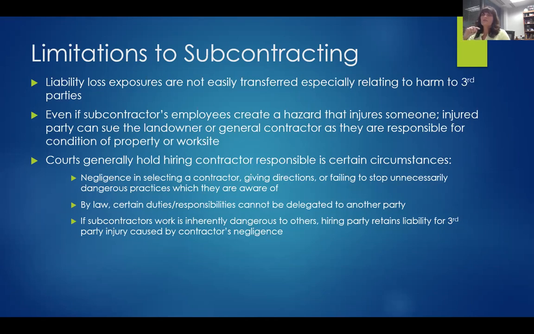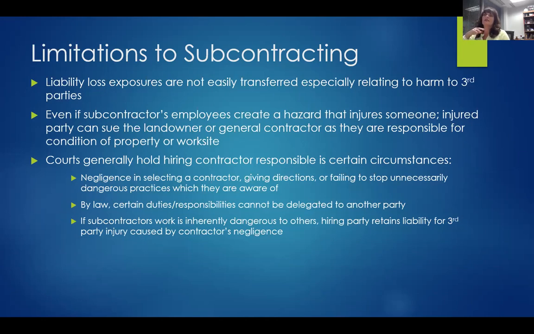So even if the subcontractor's employees create the hazard that injures somebody, the injured party is still going to sue you. They consider you the primary landowner, or you would be considered the general potentially, and you're never going to be able to walk away from the responsibilities associated with that property.